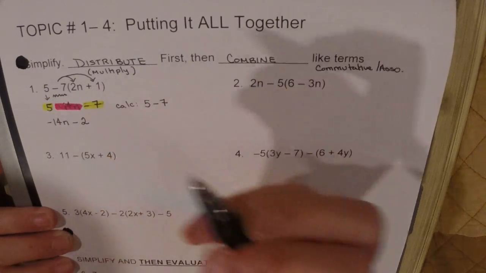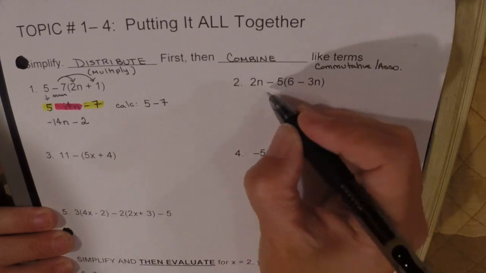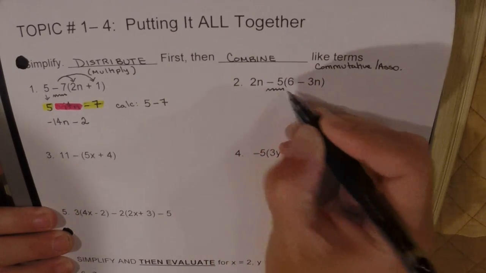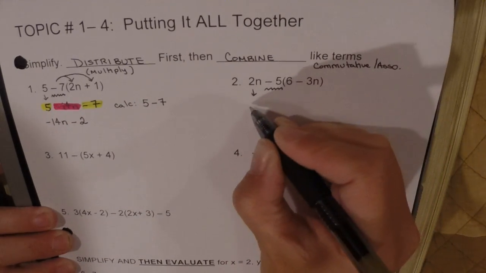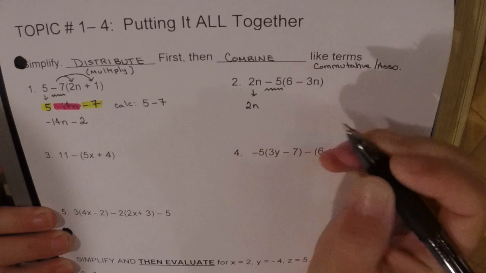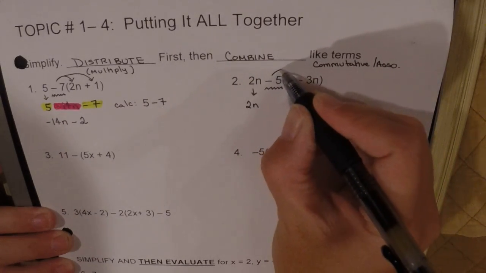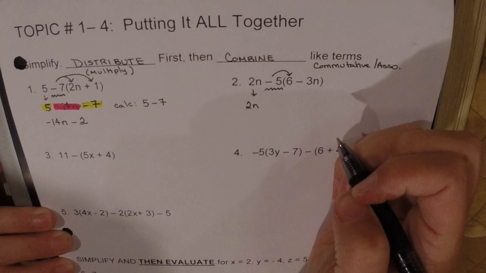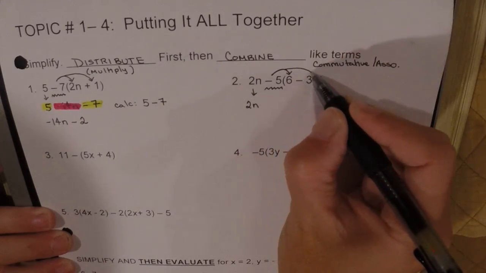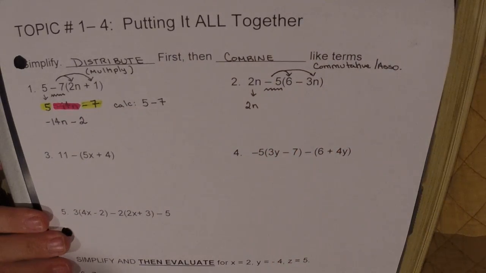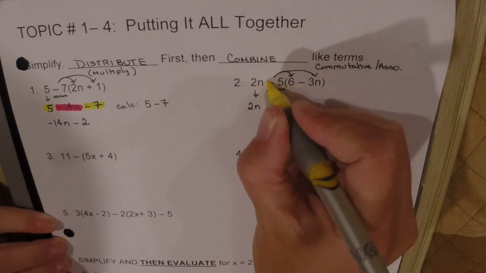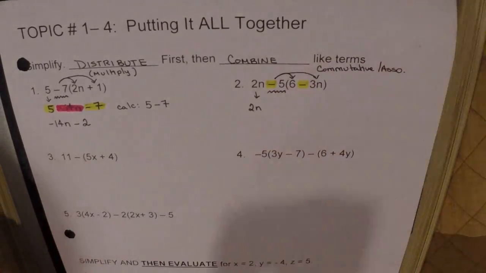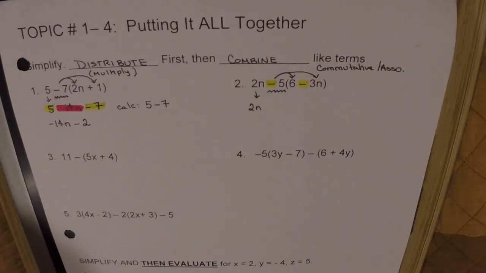Good. So number 2 is much the same. Remember, this is a negative 5, just like this was a negative 7. So we're going to bring down this 2n. And then I want you to multiply negative 5 times negative 6. And then negative 5 times negative 3n. That may be something you want to remind yourself. Okay, these negatives are super important. So a negative and a negative will make a positive. Okay, so I'm going to let you complete that one on your own.